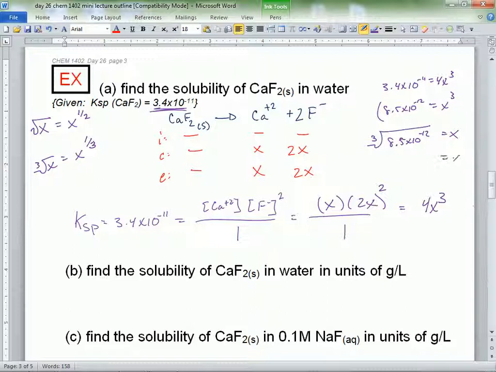If you want to take the 5th root, well, let's write down our answer first. We don't screw this up. 2.04, make sure you can do this, 2.04 times 10 to the negative 4. Okay.